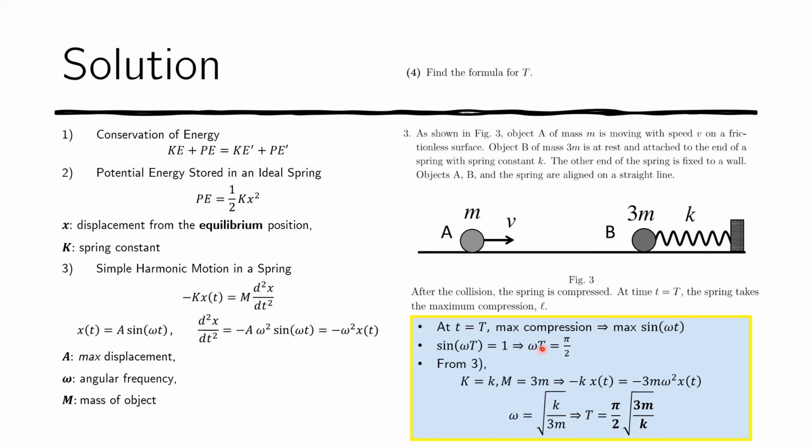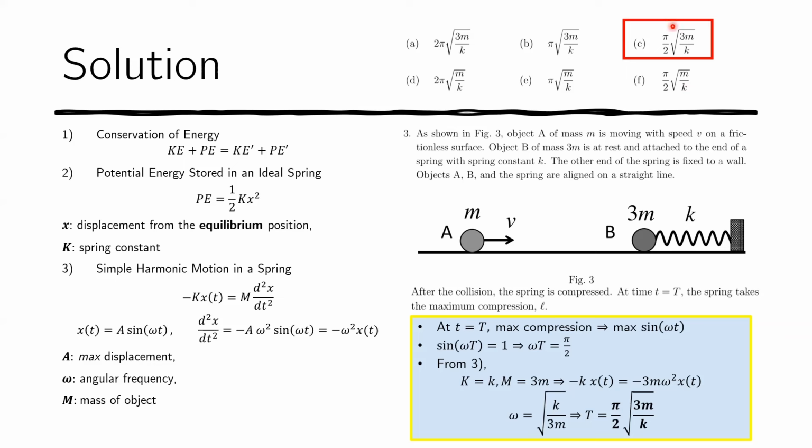If we want T, because omega must be in the denominator, we flip the numerator and the denominator. So we get T equals pi over 2 square root of 3m over k. And that is this in the choices.